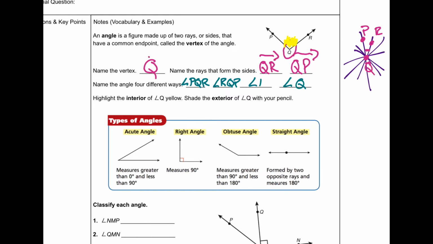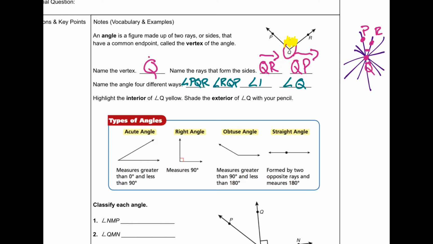And we want to shade the exterior of angle Q with your pencil. If we want to shade the exterior, that's going to be everything on the outside of it. Look at this kind of magenta circle thing. That's going to be the exterior.